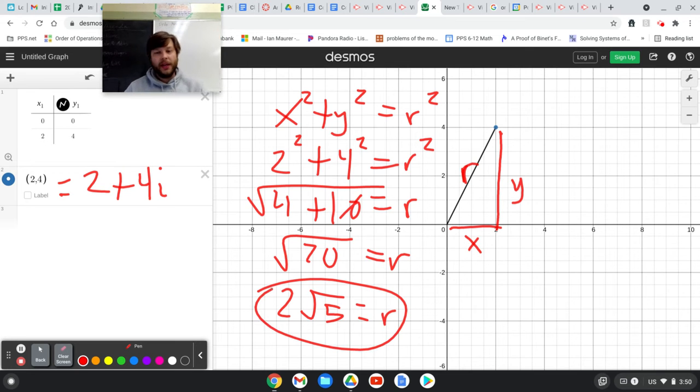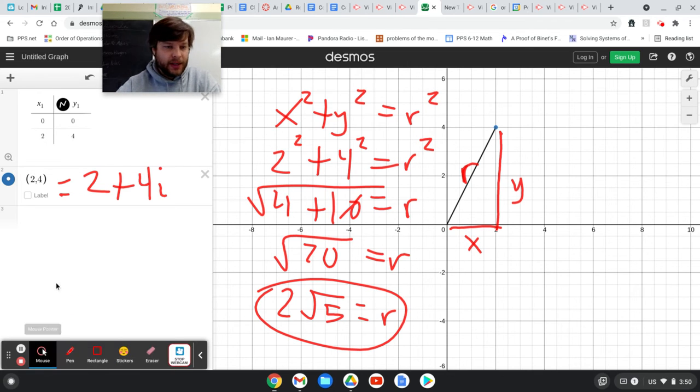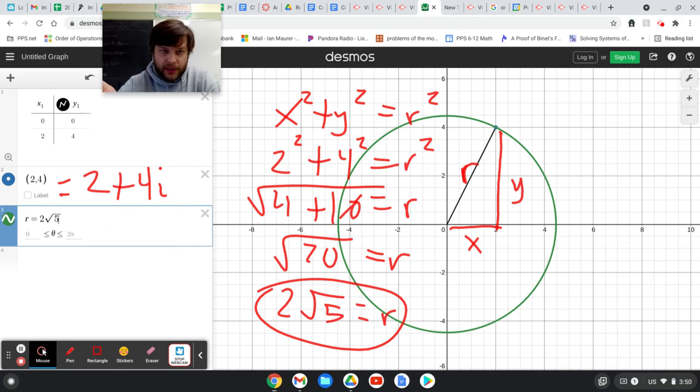Okay? So that is one way of talking about the complex number 2 plus 4i, is saying, oh, well, it is a distance from the origin of 2 root 5. And in fact, if I type that into Desmos, if I say r equals 2 times the square root of 5, you'll see it creates a circle. And so the reason I draw the circle is that there's an infinite number of complex numbers that all have a distance from the origin of 2 root 5. So how do I distinguish my specific one? Well, I talk about the angle.